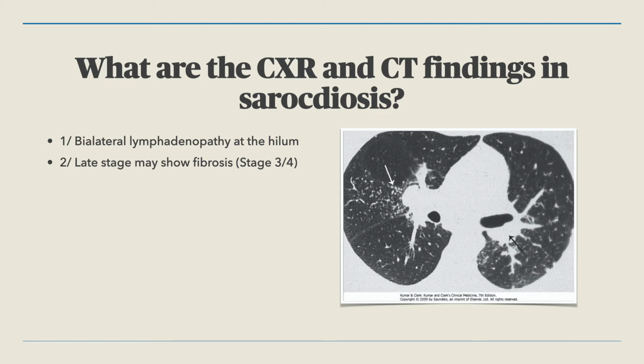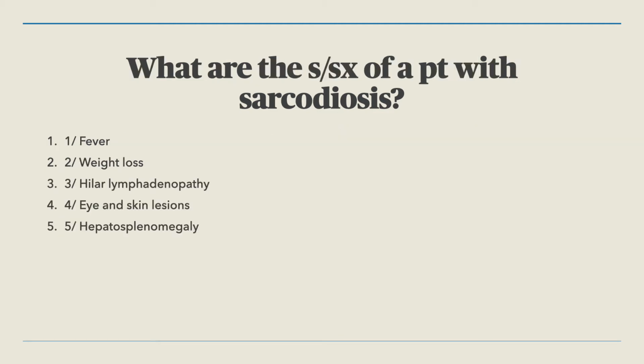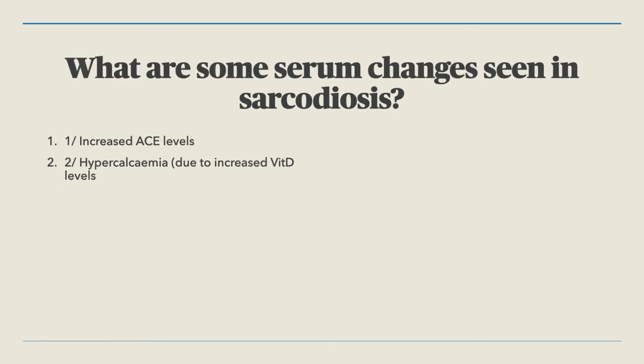Signs and symptoms of a patient with sarcoidosis: as we said, it is a systemic disease, so patients will present with fever, weight loss, hilar lymphadenopathy, which we can also see in CT, eye and skin lesions, hepatosplenomegaly, etc. When you look at the serum of someone with sarcoidosis, you see two things. Number one, increased levels of ACE, and number two, hypercalcemia due to increased vitamin D levels.